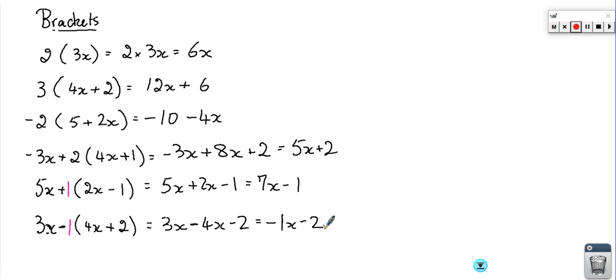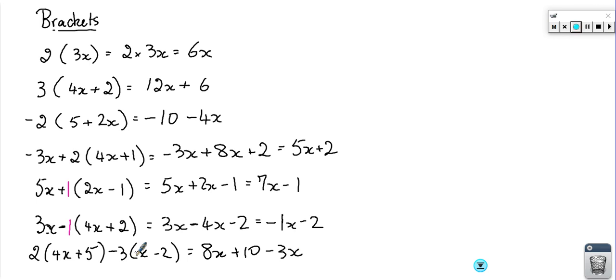Of course, problems can be even more complicated than that. I'm going to do the last example. For example, I have to simplify 2 brackets 4x plus 5, minus 3 brackets x minus 2. So in this case, I'm going to multiply the brackets. 4x plus 5 has to be multiplied by 2, which gives 8x plus 10. And x minus 2 is going to be multiplied by negative 3. x multiplied by negative 3 is minus 3x, and minus 2 multiplied by negative 3 is plus 6. Take note, be careful with the signs.